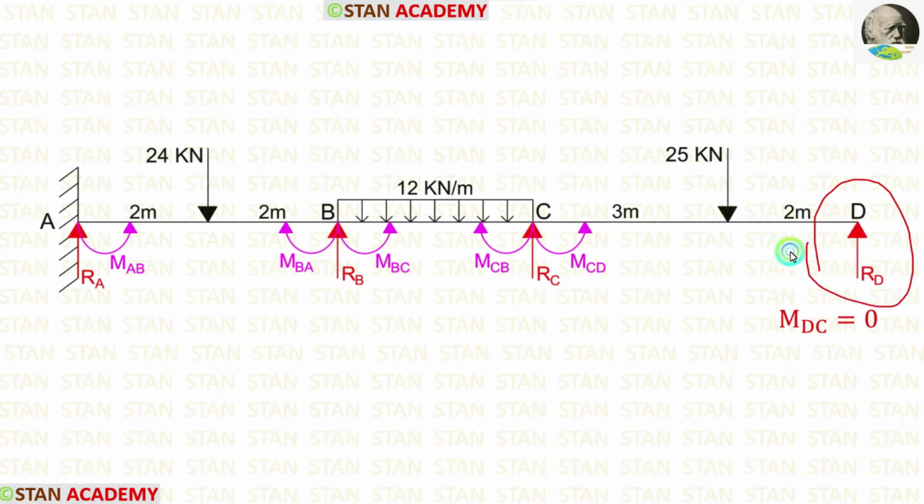Point D is a simply supported end. In the simply supported end there will be no moment, so MDC is equal to 0. So in this analysis we have to find 5 moments. Also we have to find 4 reactions: RA, RB, RC and RD.